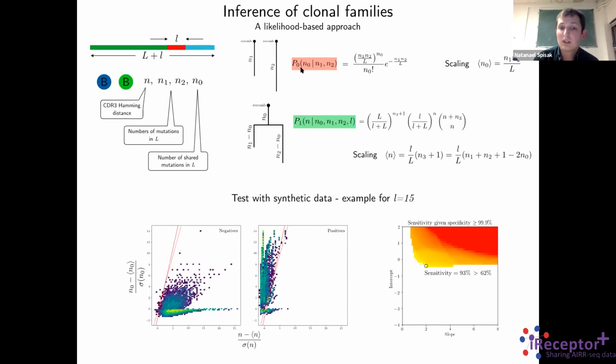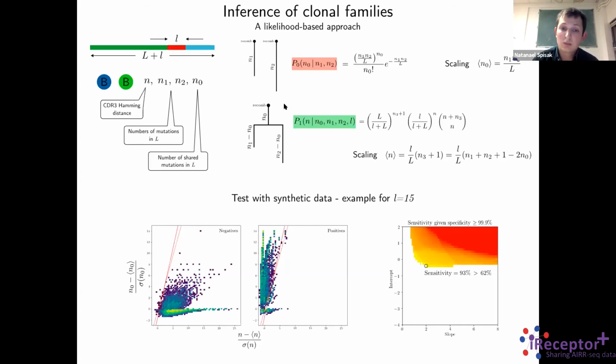And this allows us to build an expectation of, in this case, the number of shared mutations or the CDR3 Hamming distance given the levels of mutations. And what we end up with after this combinatorics exercise are particular and distinct scalings of the two quantities in terms of the mutation load. And so here is just a simple example where we test these ideas with synthetic data.